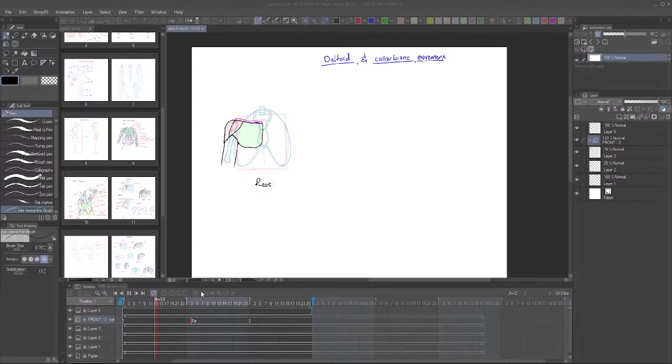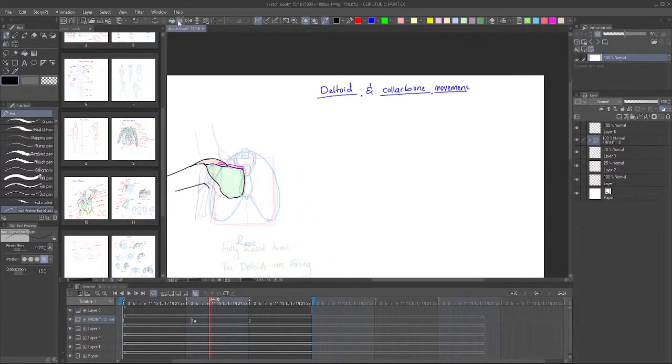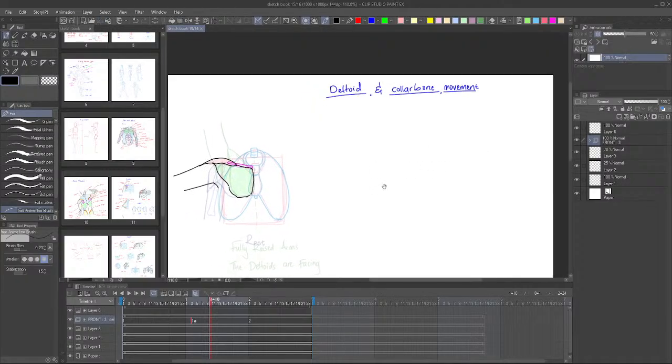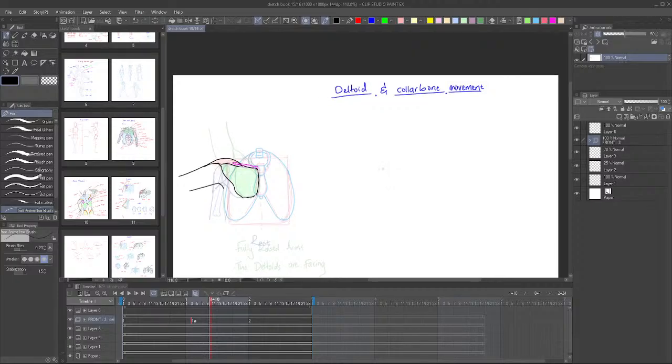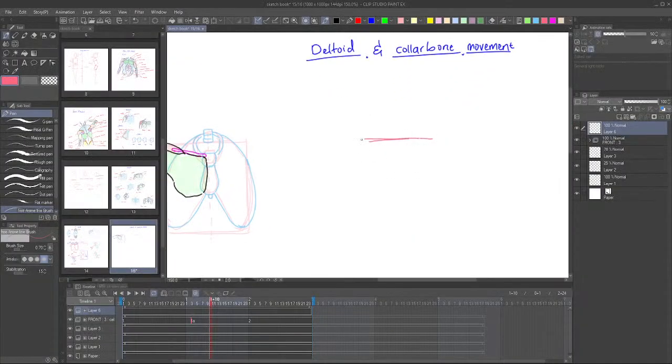So why do we study anatomy? Okay, as animators. Why the hell do you study anatomy? So let's draw the back side.